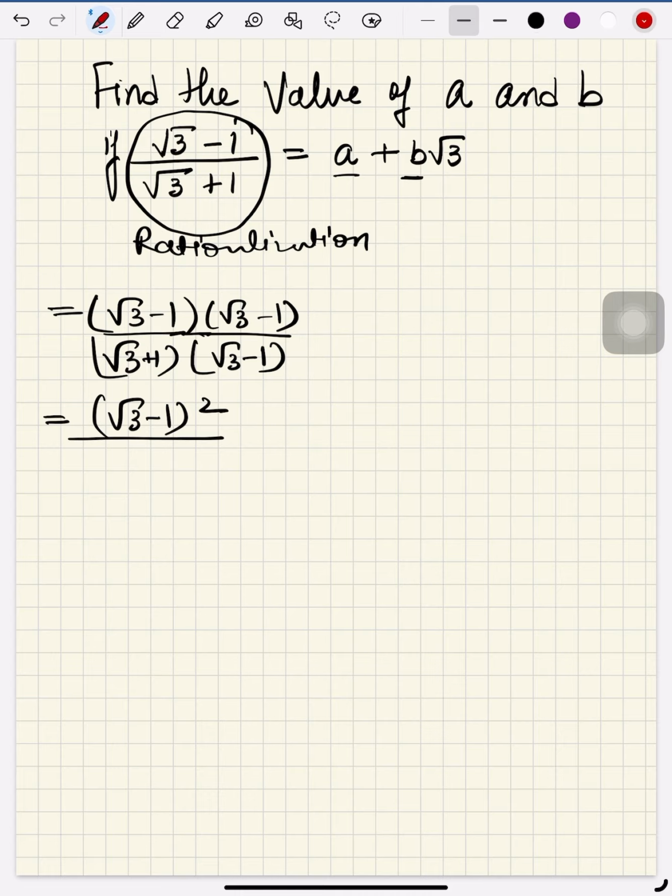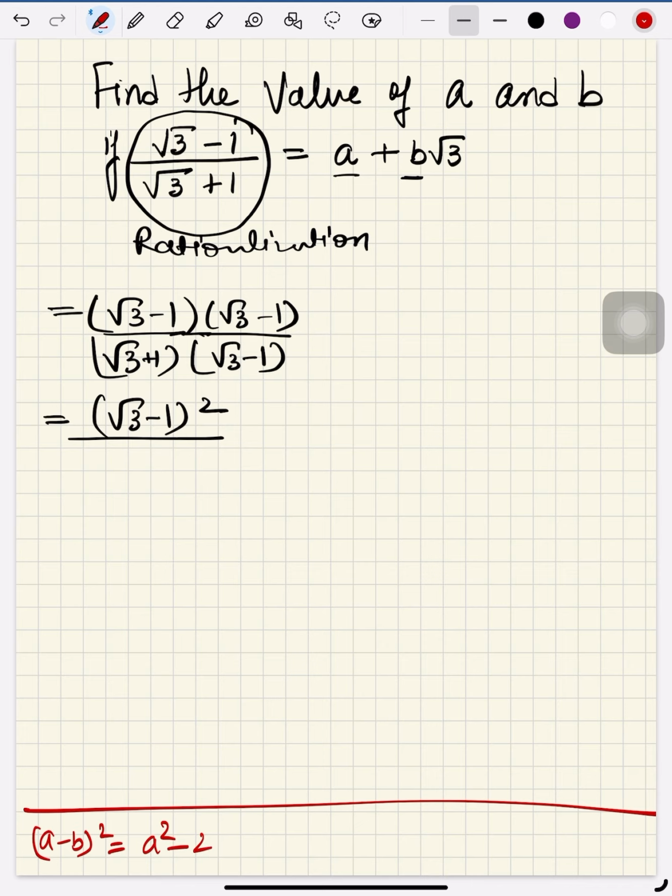The formulas to be used are the basic algebraic formulas. The first is a minus b whole square, which is equal to a square minus 2ab plus b square. The second is a plus b times a minus b, which is equal to a square minus b square. So just use these formulas.